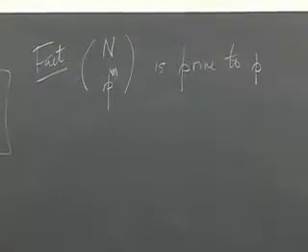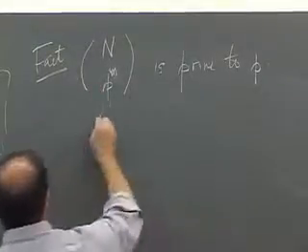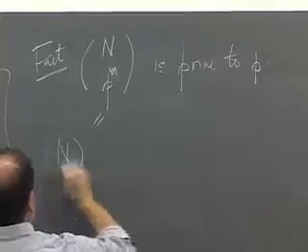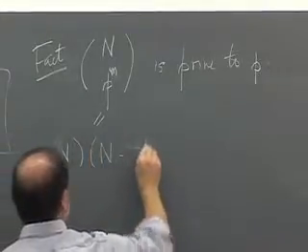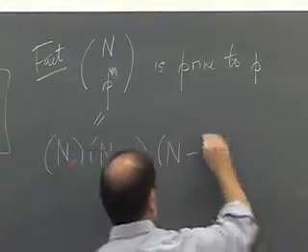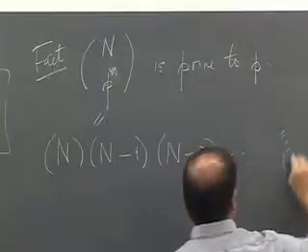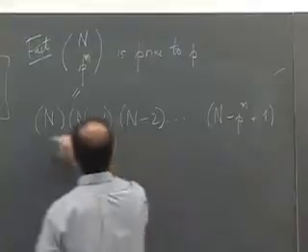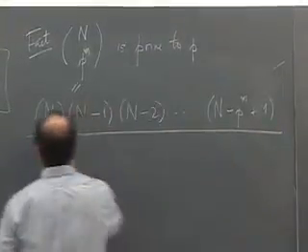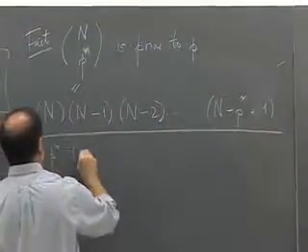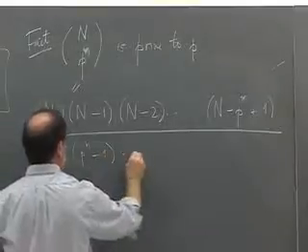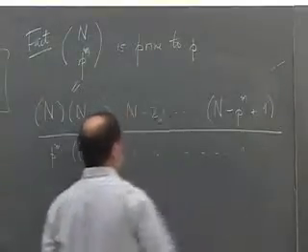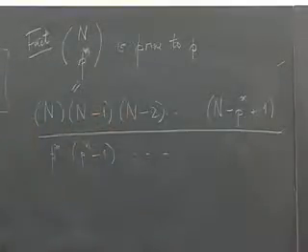So why is that? Well, write down this binomial coefficient. It looks like this: n, n minus 1, n minus 2, down to n minus p to the m plus 1, divided by p to the m, p to the m minus 1, down to 1. Okay?